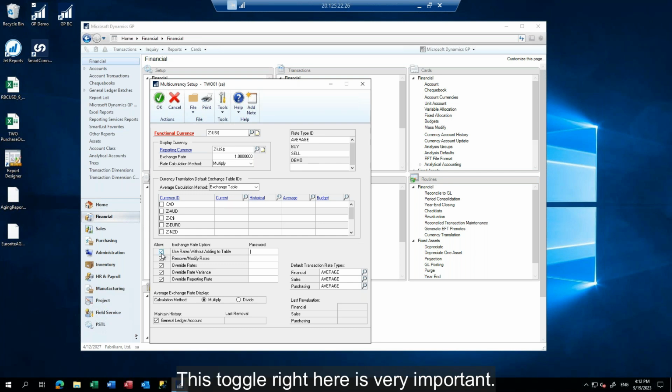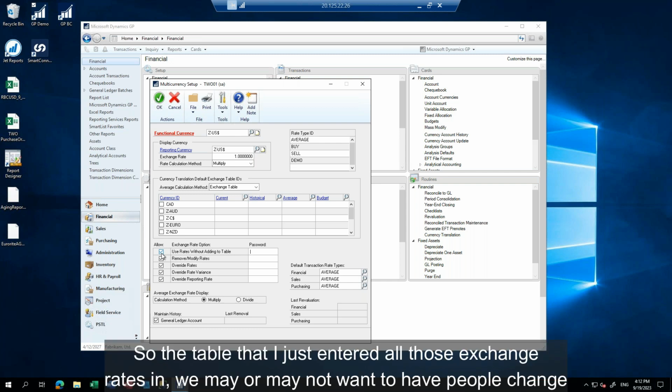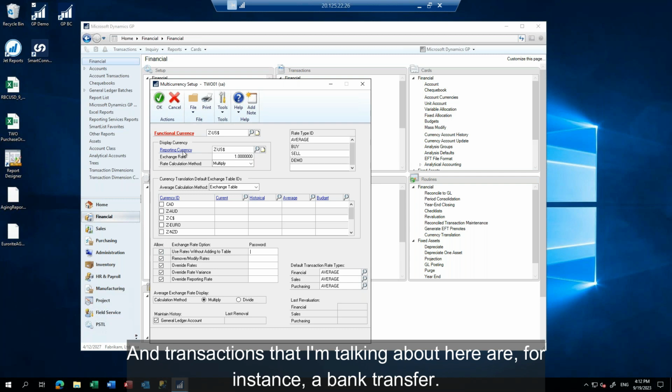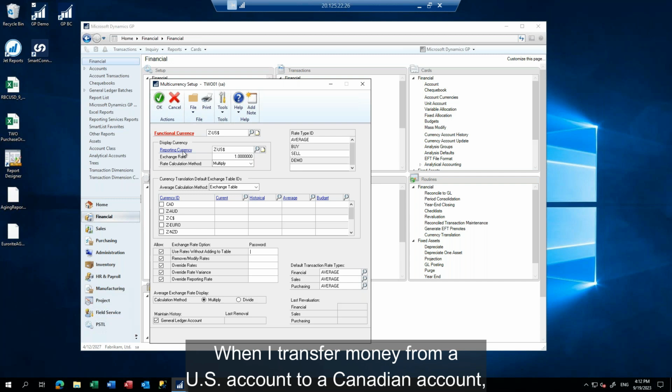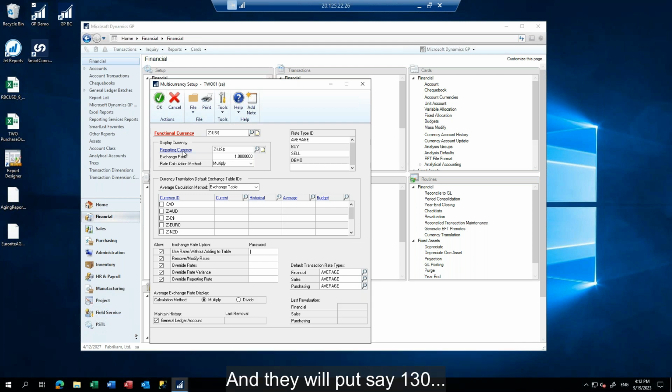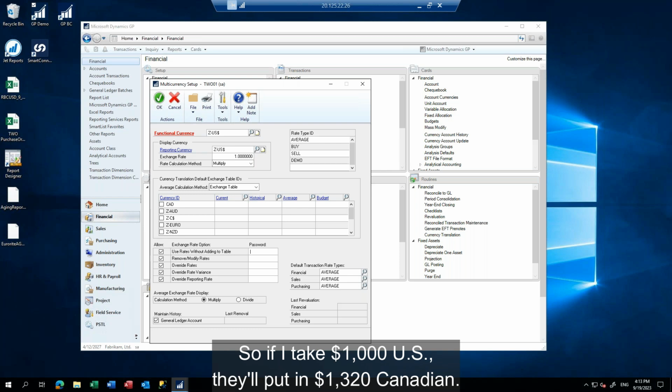This toggle right here is very important. It says use rates without adding to the table. So for the table that I just entered all those exchange rates in, we may or may not want to have people change those rates when they do a transaction. The transactions that I'm talking about here are, for instance, a bank transfer. When I transfer money from a US account to a Canadian account, I phone the bank and say, please transfer 1,000 US to Canadian. And they will put, say, 1.32. So if I take 1,000 US, they'll put in $1,320 Canadian.